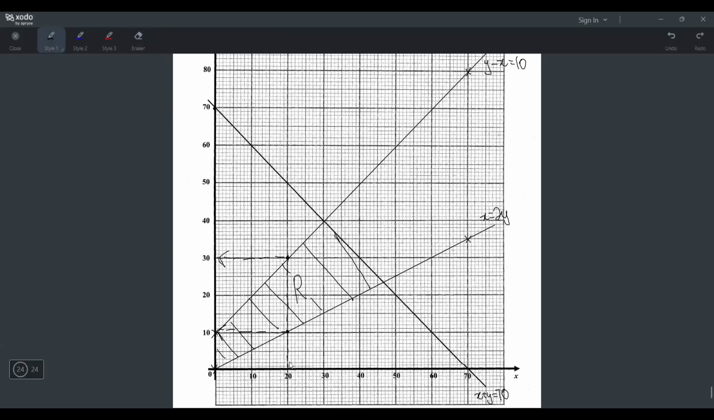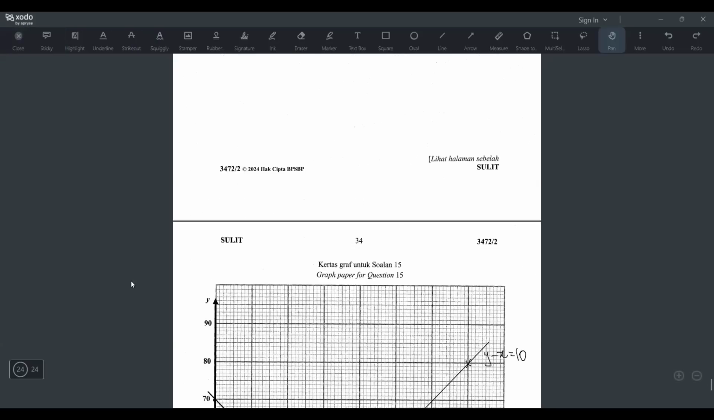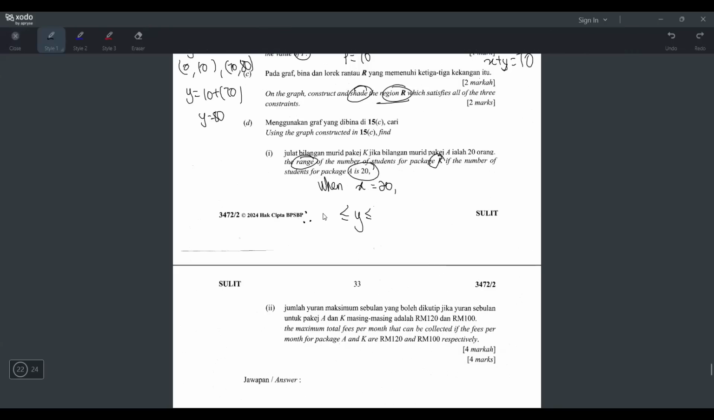So I repeat one more time. Minimum means you take the first contact point. Maximum, you take the last contact point. So this is the last contact point. Atas sudah tak ada shaded region already. This is the last contact point with shaded region. So the minimum is 10, the maximum is 30. So just go here and write Y in between 10 and 30, and then sudah siap already.